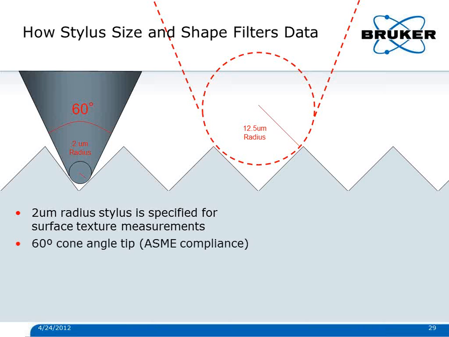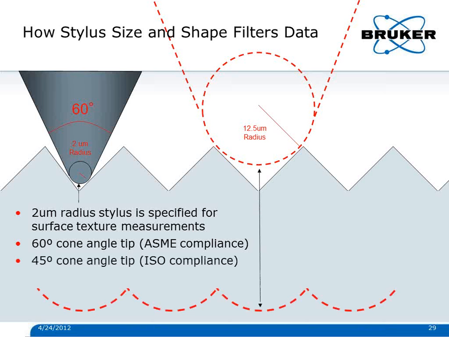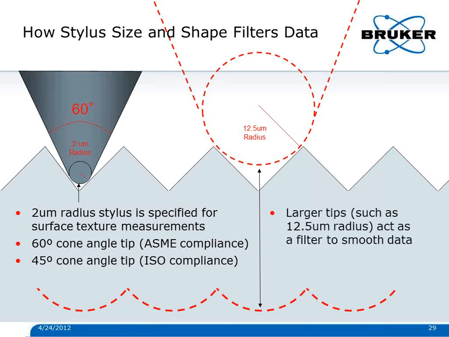However, ISO typically recommends a 60-degree cone angle. I'm sorry, ASME recommends a 60-degree cone angle, while for ISO you need a 45-degree cone angle to be compliant with the ISO specifications. But keep in mind, by using a larger tip, the tip itself can act as a filter. So you see the tip here is not getting all the way to the bottom of these V grooves, and the resulting profile shown at the bottom using the larger tip looks more like a wave, and it doesn't get down as deep into these grooves as a smaller radius tip. So again, you have to keep in mind that the tip is a limiting factor for the stylus profiler.